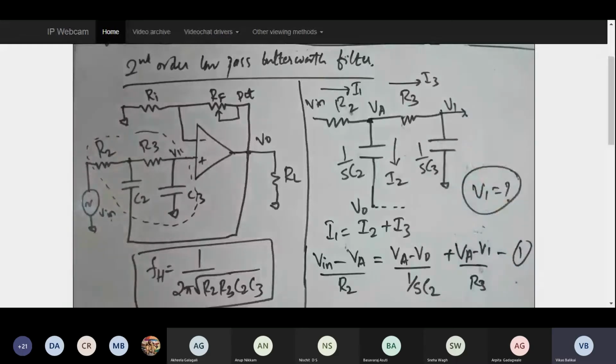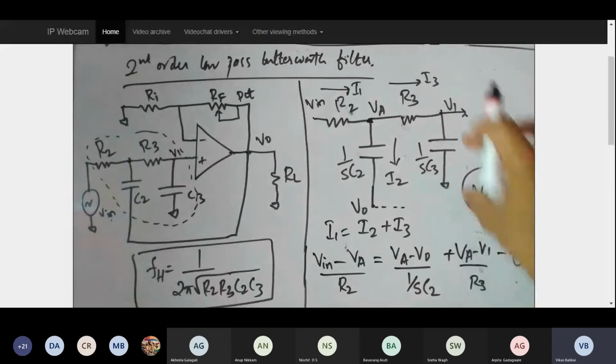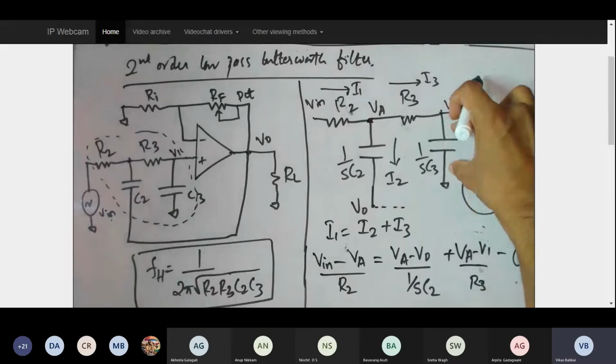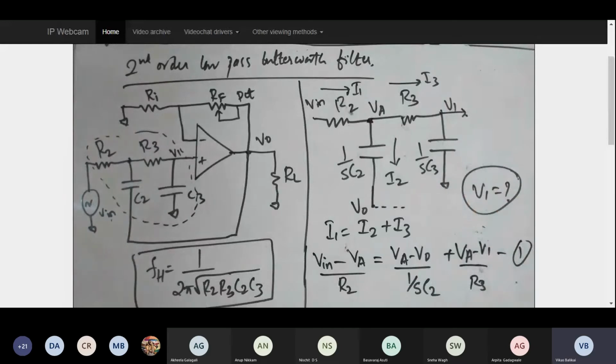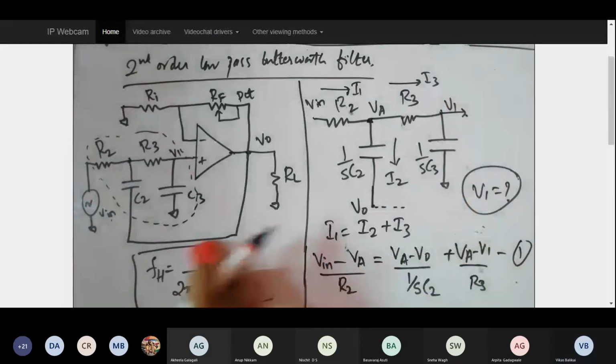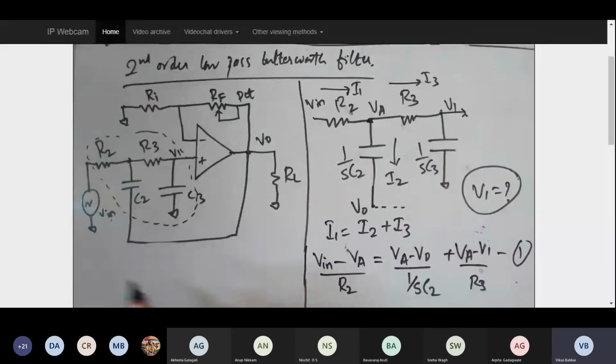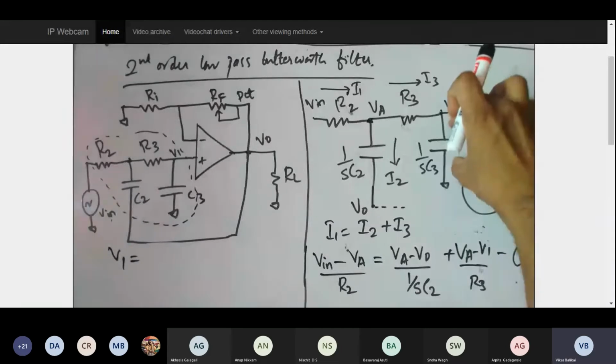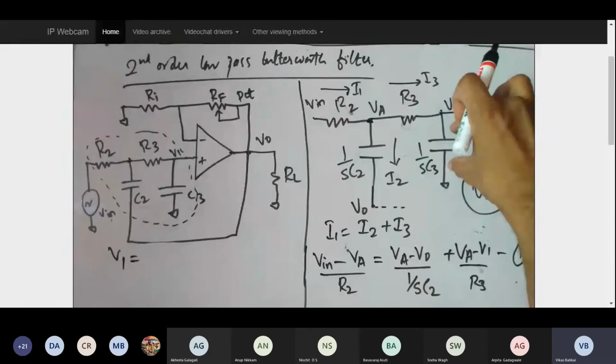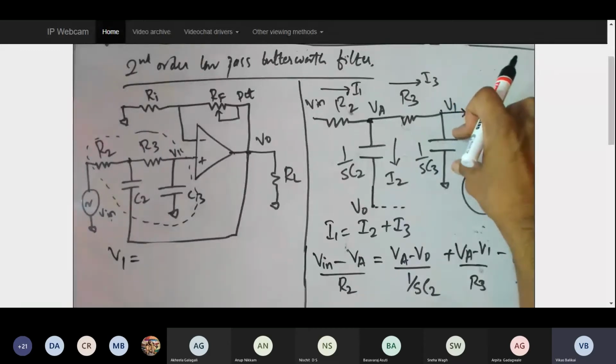Now let's apply the voltage division rule across capacitor C3, or V1. So what will be my V1? The voltage across this component is nothing but this component multiplied by the voltage coming to this particular component, which is VA.